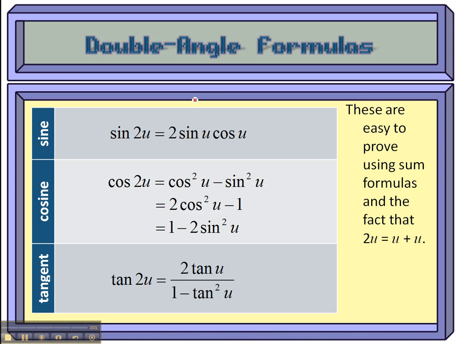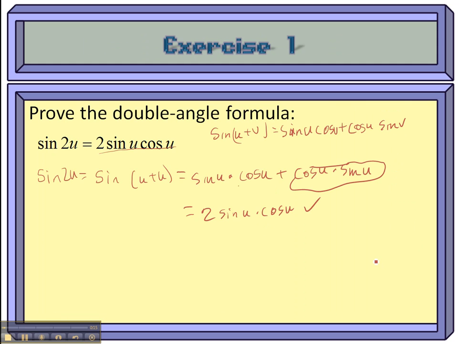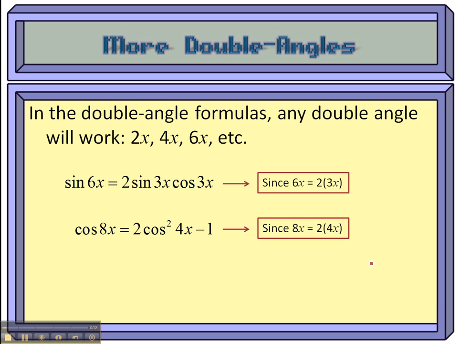We're looking again at the double angle formulas, and continuing on, we just proved this first one. You can prove all of the rest of them, the cosine and the tangent one, using the same strategy that 2u is equal to u plus u, and using the sum formulas.